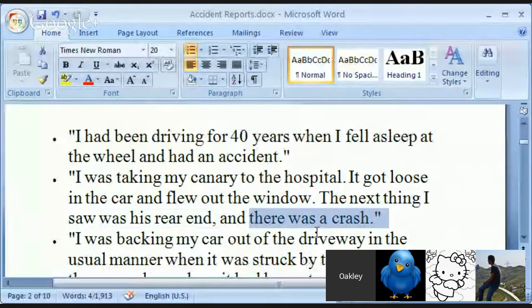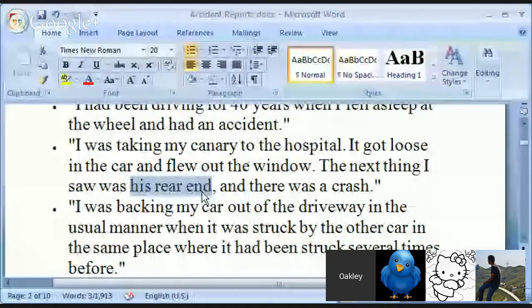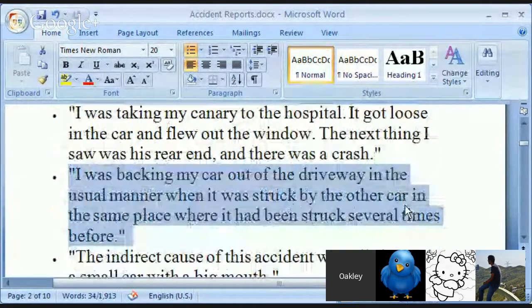Suddenly there was, okay, but probably he means another person who he ran into. Okay. Okay. Look at this next one. I was backing my car out of the driveway in the usual manner when it was struck by the other car in the same place where it had been struck several times before.